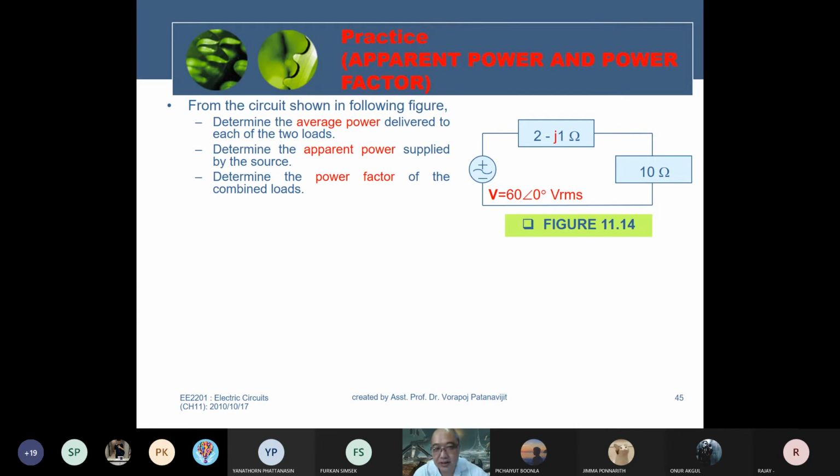Can you see my slide? Yes, Ajahn. Okay, capture this question and try to do it and submit it in 15 minutes, quickly. Okay, stop sharing the slide in 5, 4, 3, 2, 1.